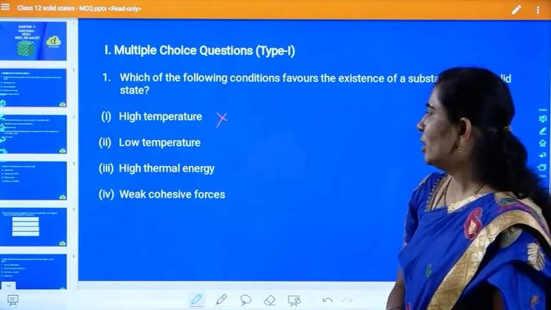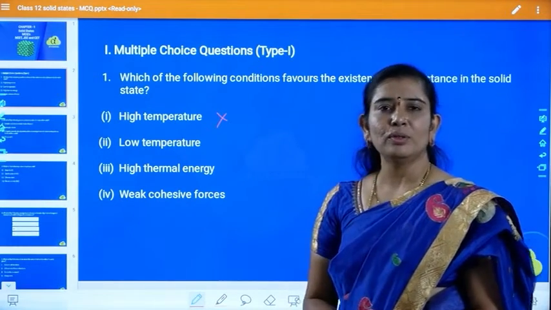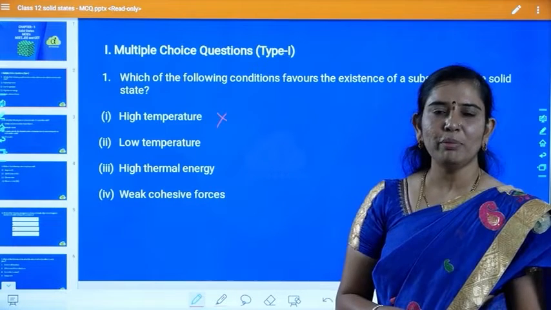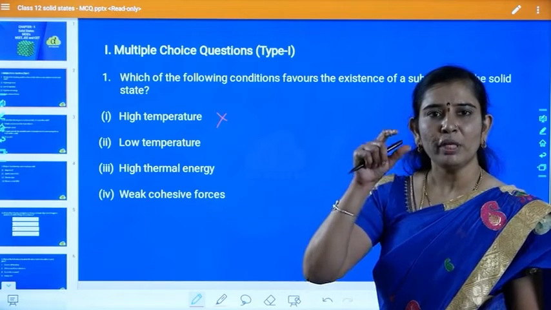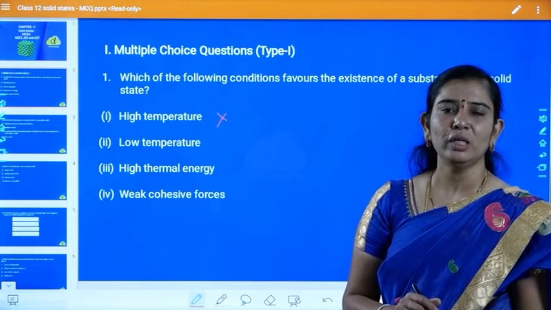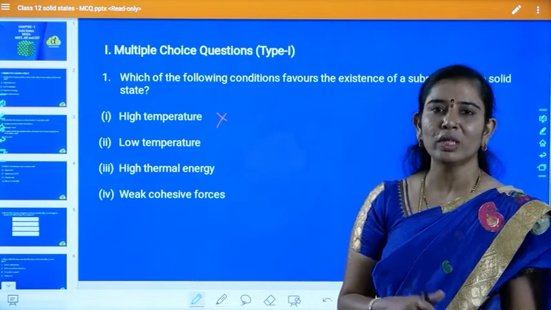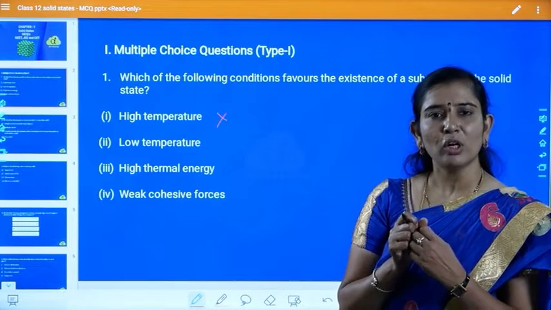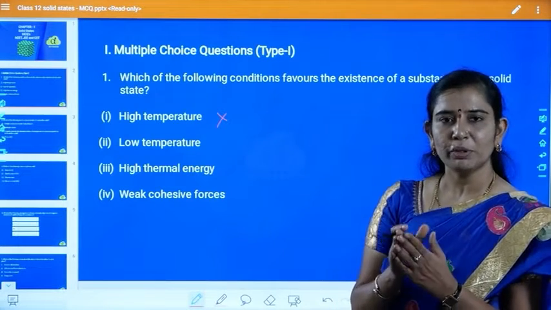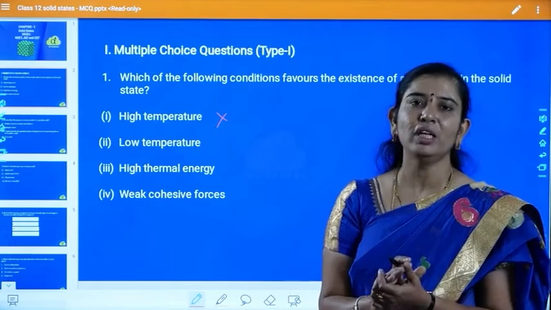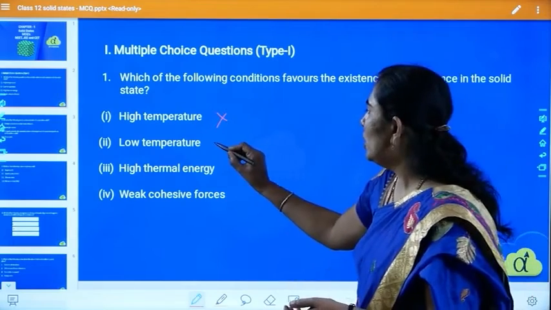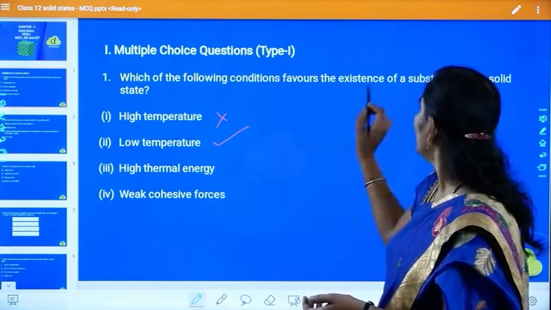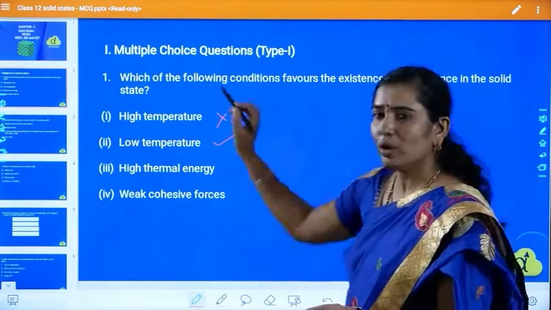Then at low temperature, of course, when temperature is less, what is going to happen? Molecular vibration will be at their particular position only, but it will not move throughout the crystal. All the molecules are held very close to each other. Distance between the constituent particles is very less. So here low temperature is possible. So at low temperature, substance can exist in solid state.